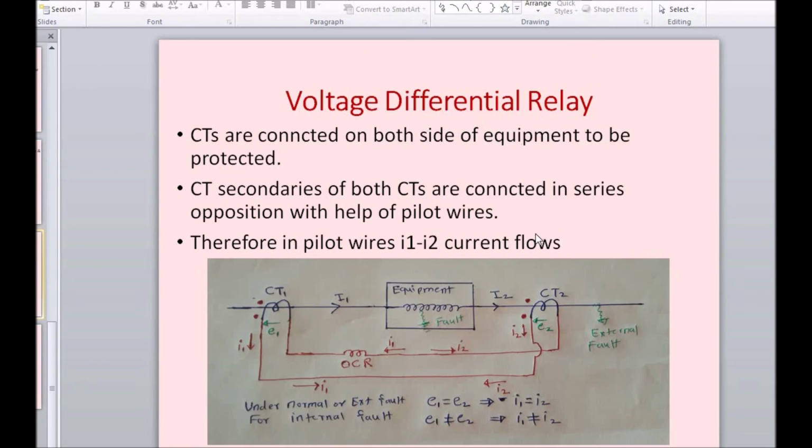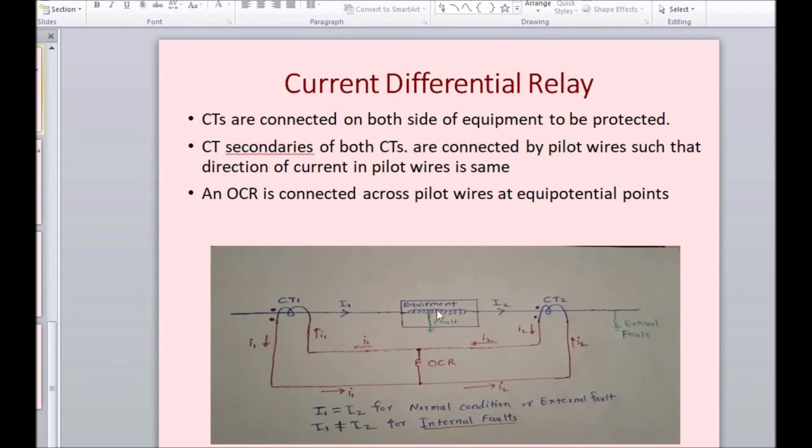Whereas where the distance between the incoming terminal and outgoing terminal is small, or they are close to each other, current differential relays are used. That is, for example, for alternator, transformer, motor and bus bar, current differential relays are used, and for feeder protection, voltage differential relays are preferred.